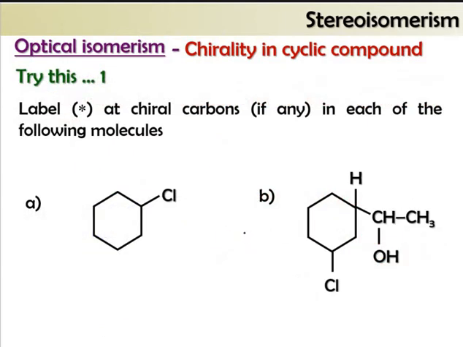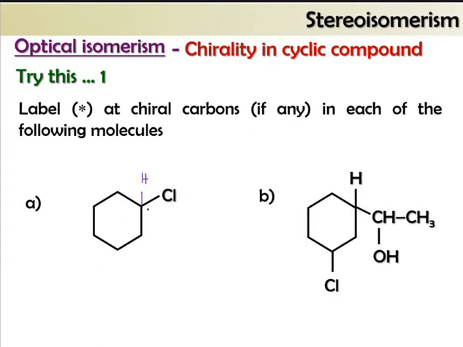Alright. So kita tengok the next example. Label asterisk at chiral carbon if any in each of the following molecules. For this structure, kita tengok setiap carbon kena tengok ada tak 4 different atoms or group of atoms attached to it. Carbon yang lain tak ada, kita tengok pada carbon ni. Kenapa lain tak ada? Sebab obviously dia ada 2 hydrogen atoms. But then for this carbon dia ada 1 hydrogen and dia ada Cl.